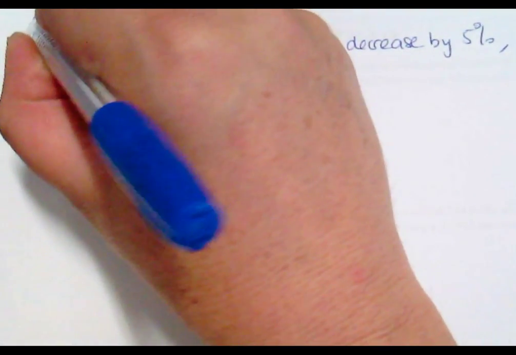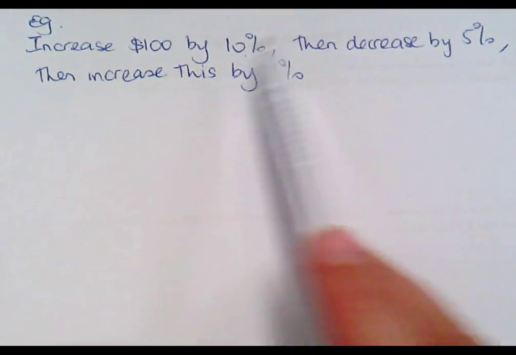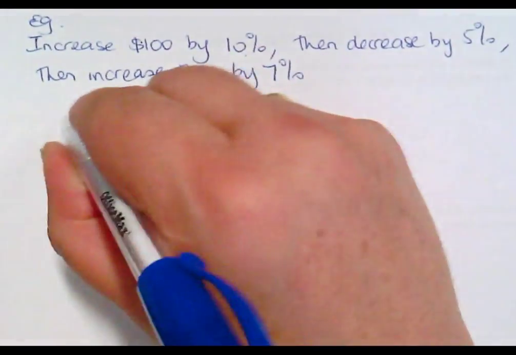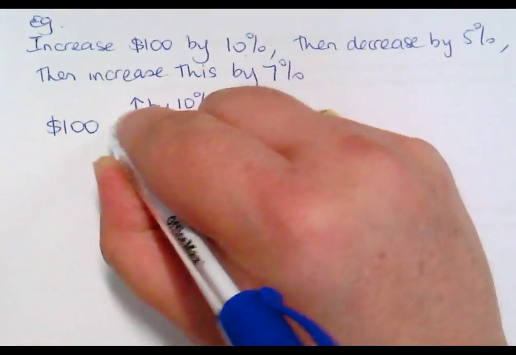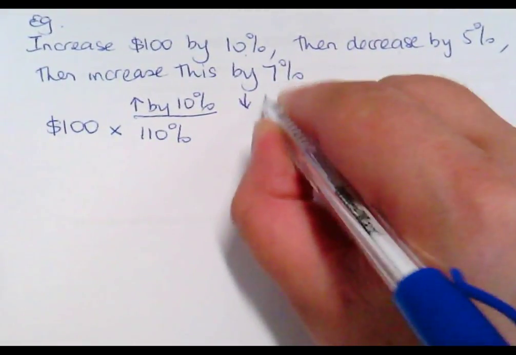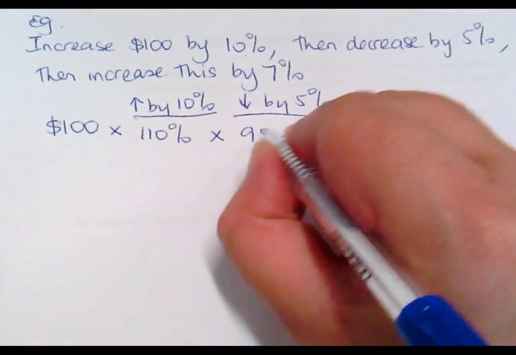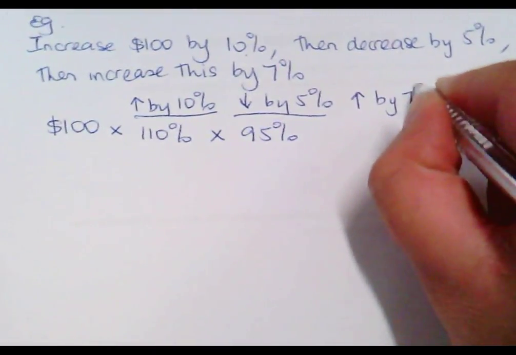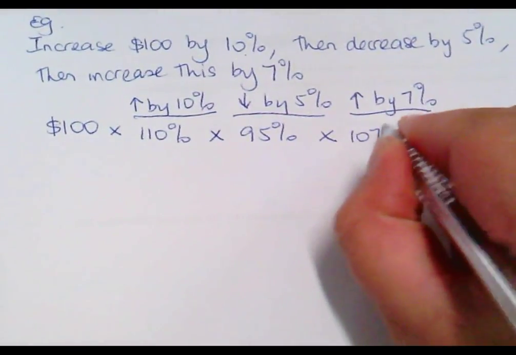Okay, just one final example with 3 percentage changes all in one. Increase $100 by 10%, then decrease that by 5%, and then increase that next answer by 7%. So we're starting with $100. We want to increase by 10%. So how do we do that? We times it by 110%. Then we want to decrease by 5%. Now 100 minus 5 is 95%, so we times by 95%. And then we want to increase this by 7% again. That's my third one. 100 plus 7 is 107%.